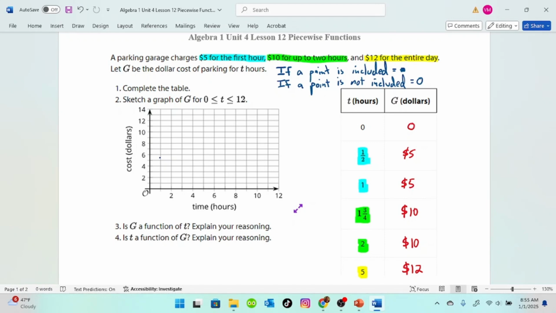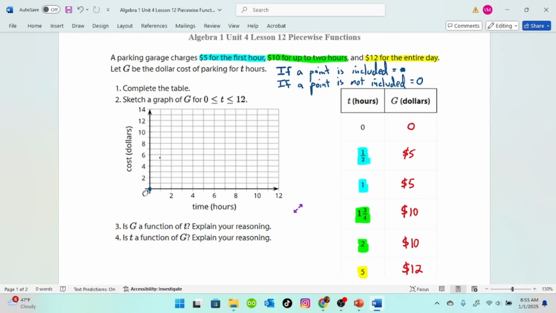So, as we look at this, our first rule is going to be right here at the top of the table. 0 hours, because we don't actually park there, is going to be $0. So we can put a solid point at the origin. Next, we have a rule that says anything over 0 hours, so as soon as you park there a single minute, all the way up to exactly 1 hour is going to be $5.